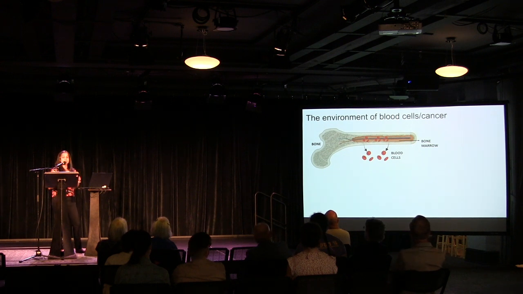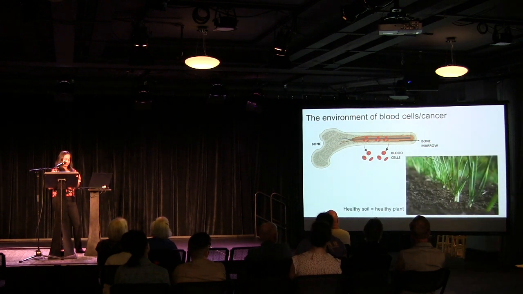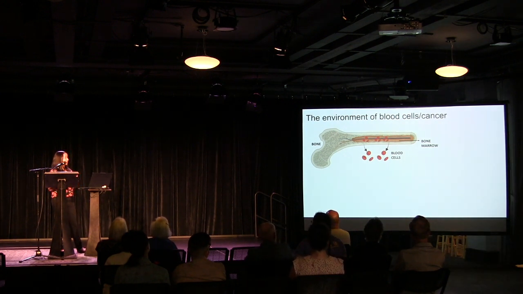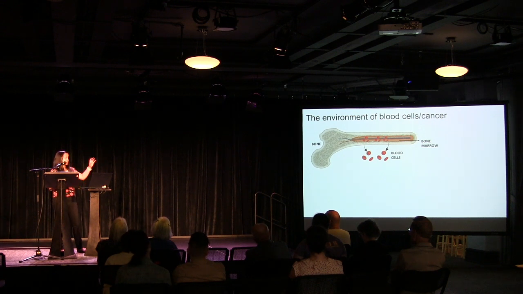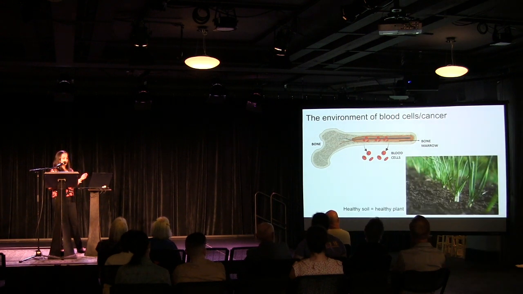So blood cells develop, grow and mature in a spongy environment called the bone marrow, which is present within our bones. So the blood cells are really nurtured by the environment of this bone marrow, much like how plants are nurtured by the environment of the soil. And I think we can all agree that healthy soil should equate healthy plant.